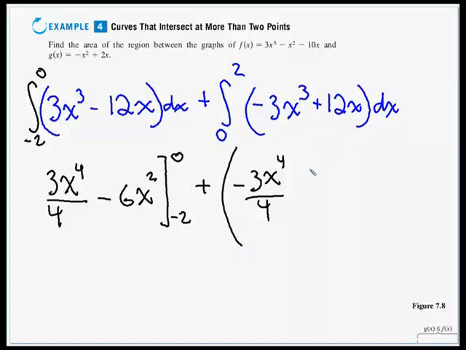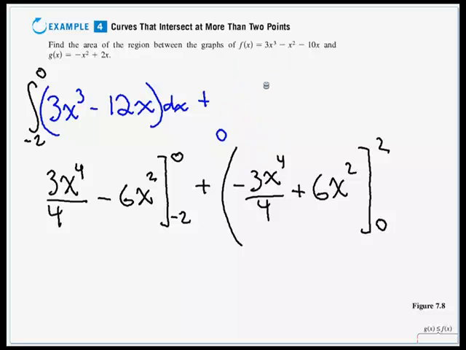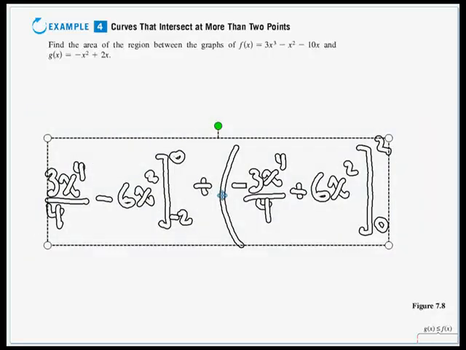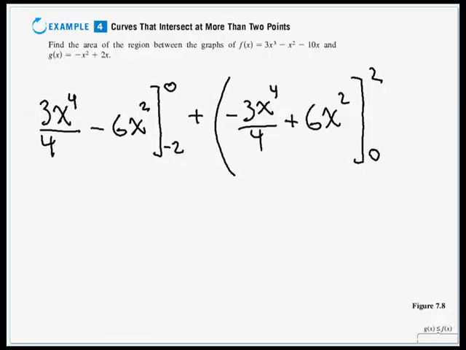And then the 12x becomes 12x squared divided by 2, or 6x squared. And we are evaluating this integral from 0 to 2. All right, so we just got to start working our upper and lower limits in there and find this value. And good, each of these integrals does have a 0 somewhere in it. In one it's the lower limit, in the other it's the upper.